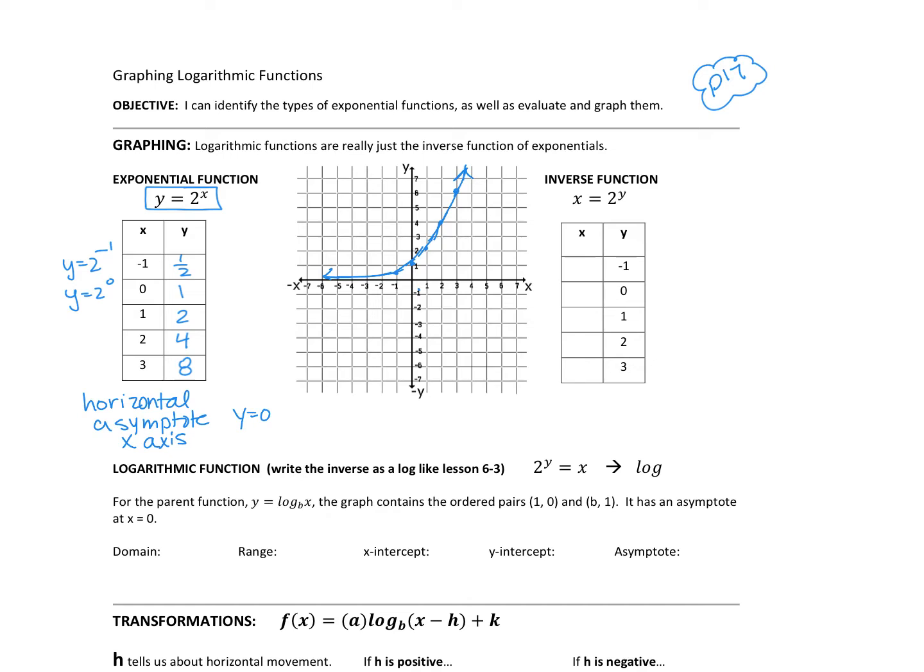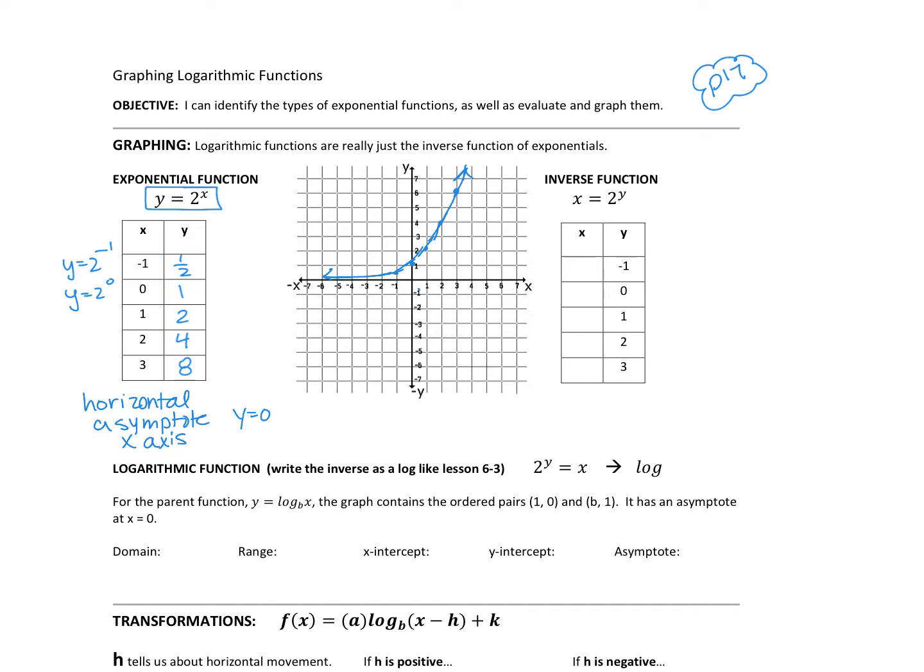So now let's turn our attention to the inverse of that function. If I flip-flop my x and y, I now get x equals 2 to the y, and this would be the inverse of what I've graphed in blue. So let's take a look at what we'd get if we substitute in our values again.